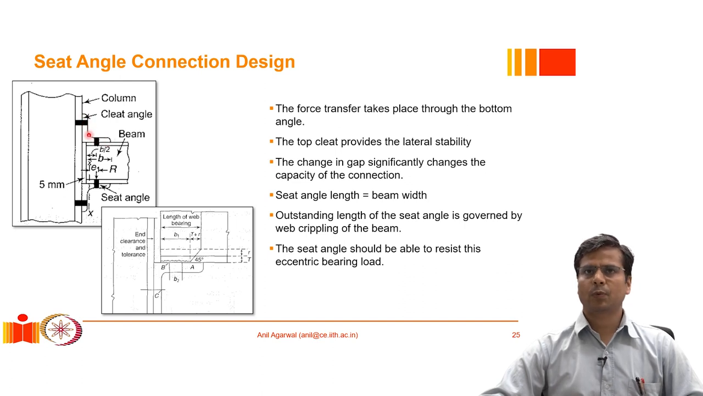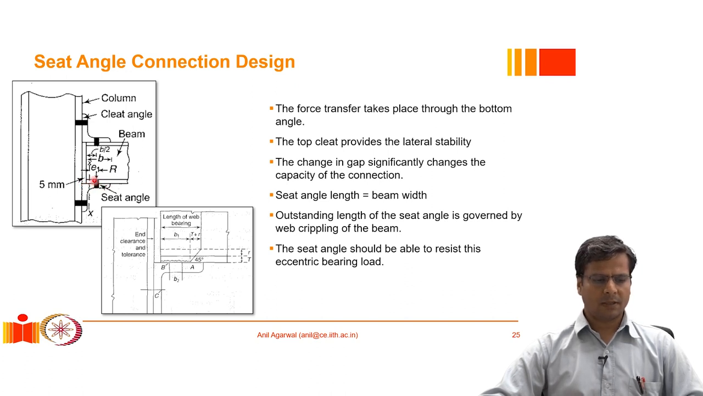That only helps provide stability to the connection. It does not really help with the resistance of the load, because such an angle does not have very high stiffness when we pull it downward, right? However, most of the load is basically transferred to the bottom angle, that is called the seat angle, okay? And the loads acting on the beam have to be transferred through bearing mostly between the bottom flange of the beam and the top edge of the seat angle.